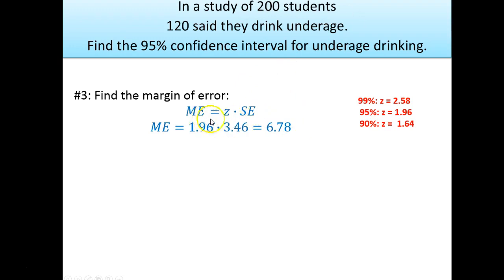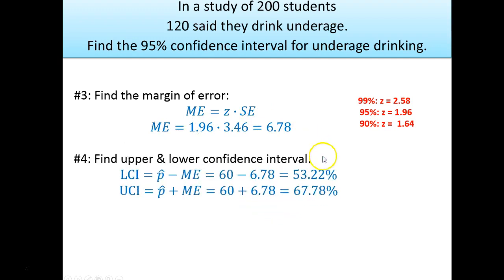To find it, we need to multiply z, that is how many standard deviations out you want to go. If you want 95% confidence, you go out this many standard deviations. Here's for 99, here's for 90. I would write these down in your notes, make sure you've got these, and you multiply that by the actual value of your standard deviation or your standard error. So we do just that right here, all right, and you get 6.78.